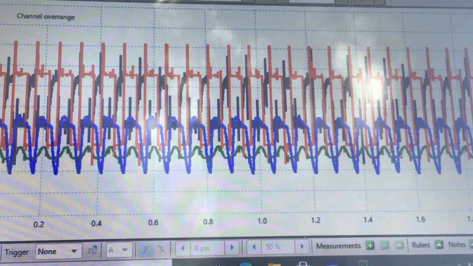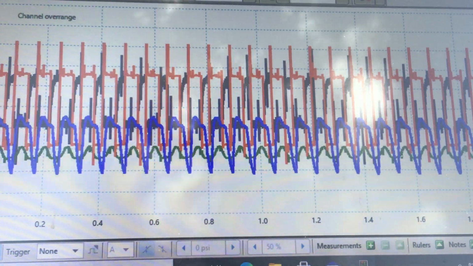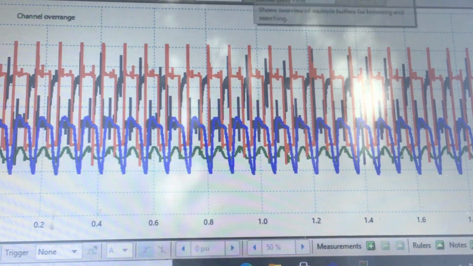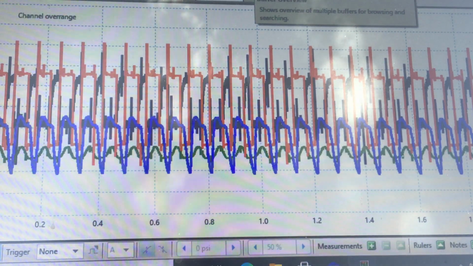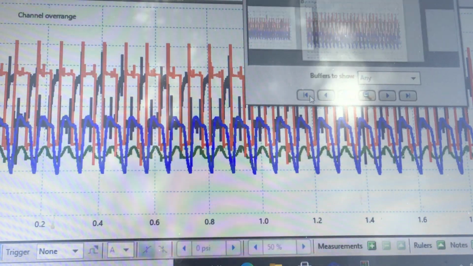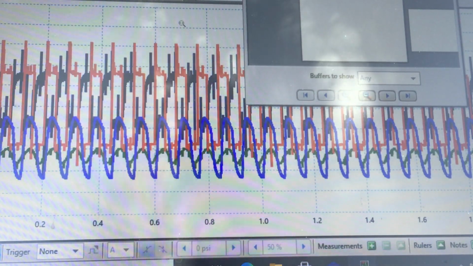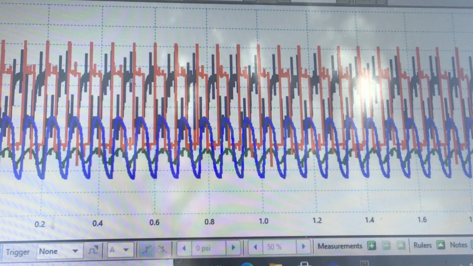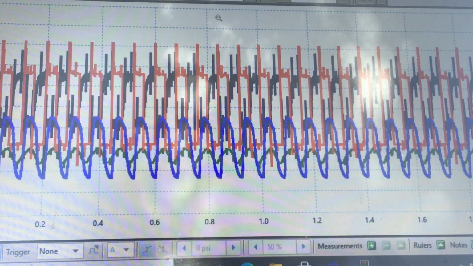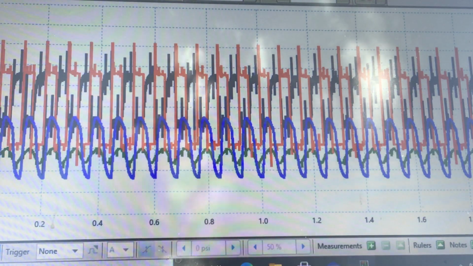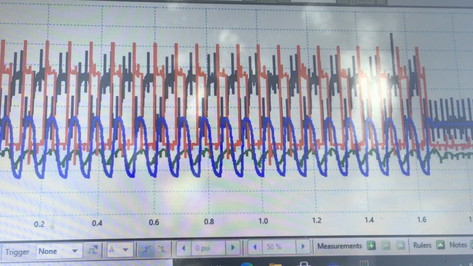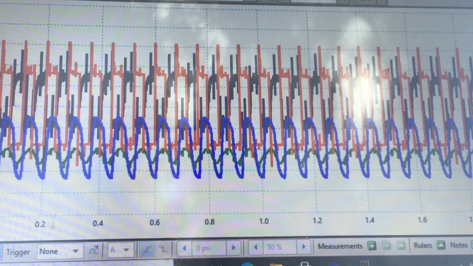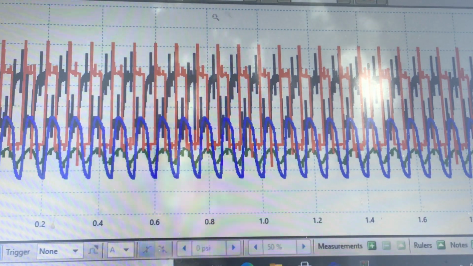Let's roll back to the beginning of the capture. Okay, how are we looking on the scope? All righty, beginning. Okay, here's our beginning. Okay, let's take a look at what we got.